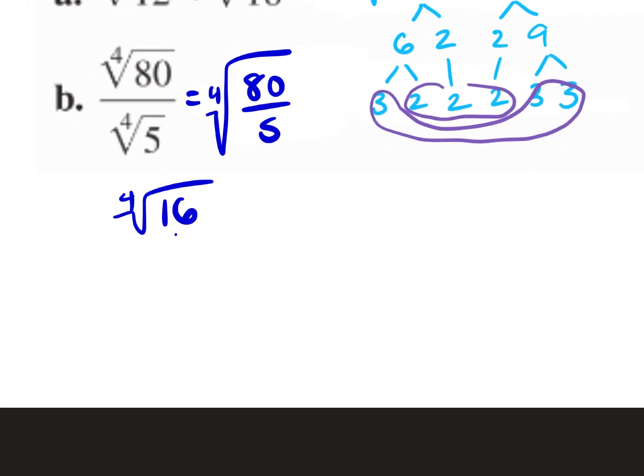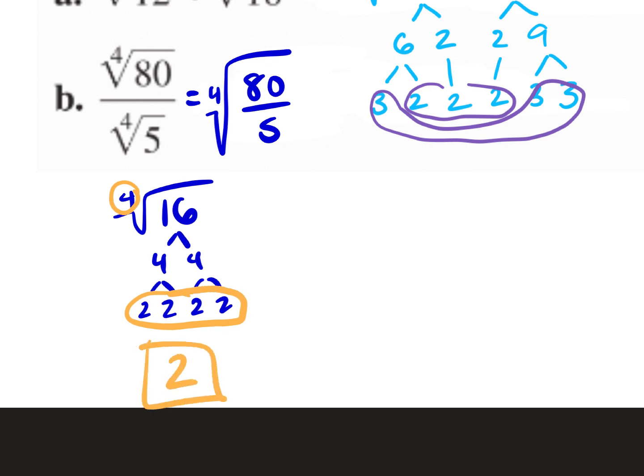What are 2 factors of 16? 4 and 4. And 2 factors of 4? 2 and 2. I'm circling groups of how many? Do I have a group of 4? So what comes to the outside? 2. So my answer would be 2. And we can get rid of the radical because we have nothing left underneath. So our answer is just the whole number 2.